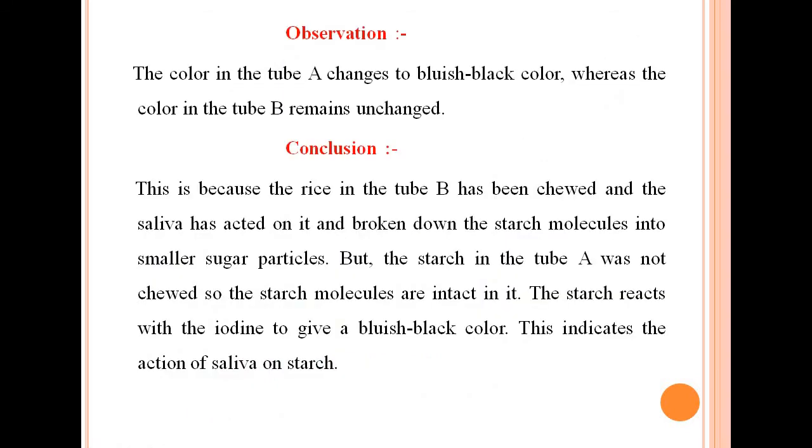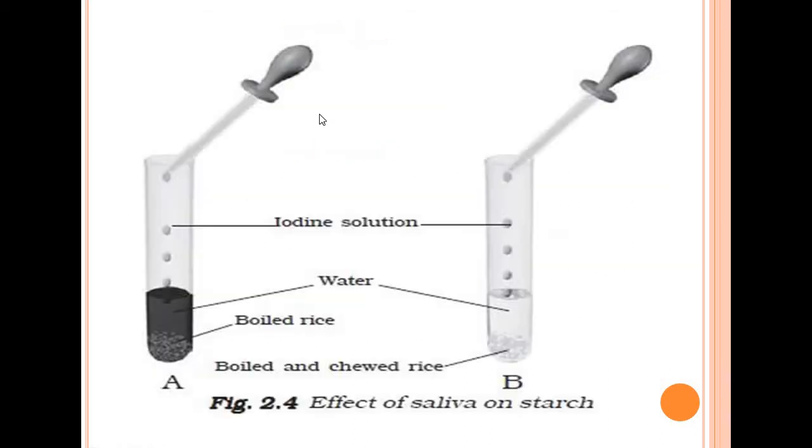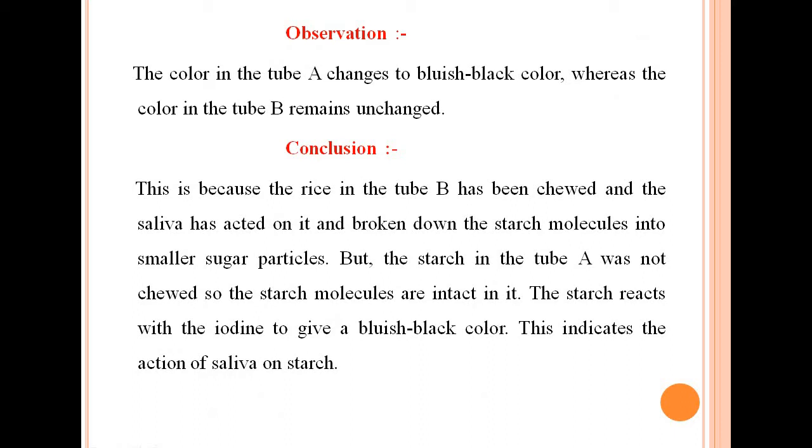So what is our observation? The color in tube A changes to bluish black, whereas the color in tube B remains unchanged. You can see here this is the color that turns bluish black, and this is the color which remains unchanged. So what is our conclusion?